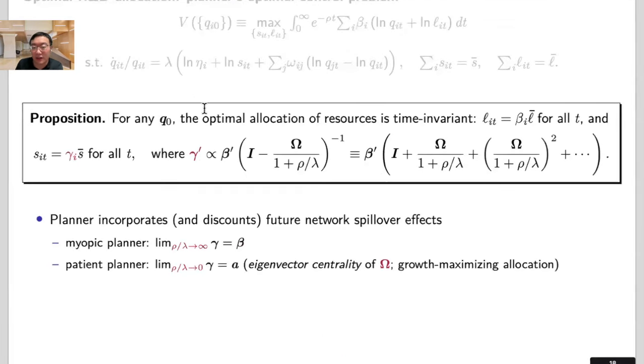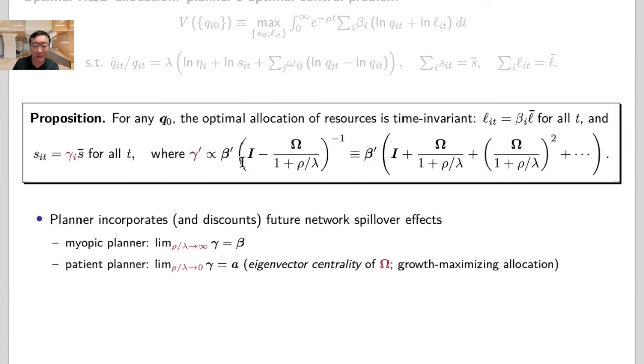So for any initial state of knowledge, the optimal allocation of resources in this log linear environment is time invariant. The labor allocation should follow a beta, which captures how important a technology is in the consumption bundle. So if we as consumers value textiles, more workers should go to textiles. The allocation of R&D resources is different. It should follow a vector gamma, which should sum to 1. And in proportional terms, it's equal to the product between the vector capturing how consumers value different technologies in the consumption bundle and the Leontief inverse of a discounted version of the innovation network.